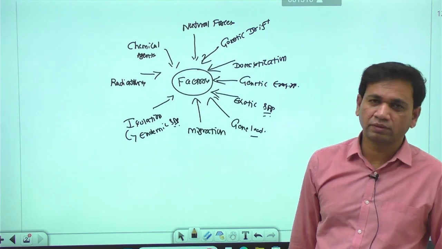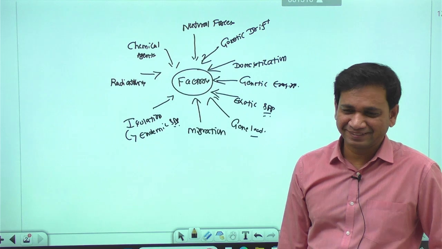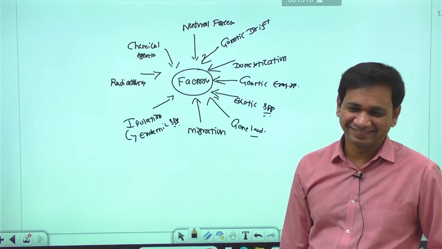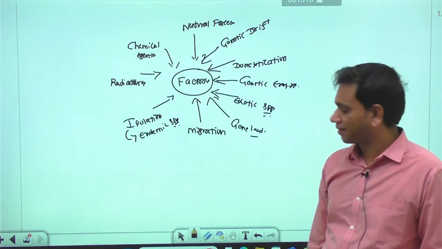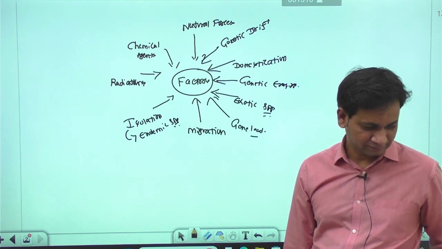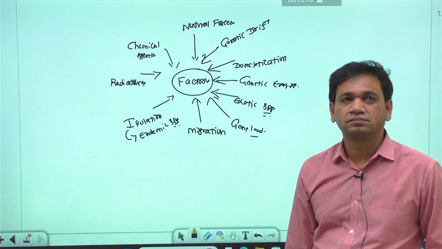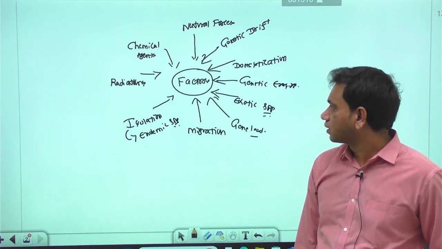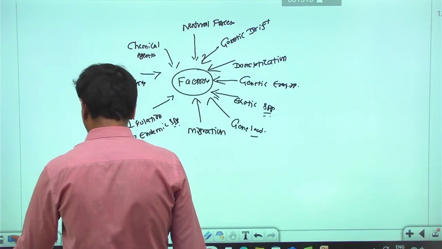For example, this morning we had an earthquake. Can an earthquake bring some changes or not? It can. So these are the various factors that can lead to changes in the DNA sequence.